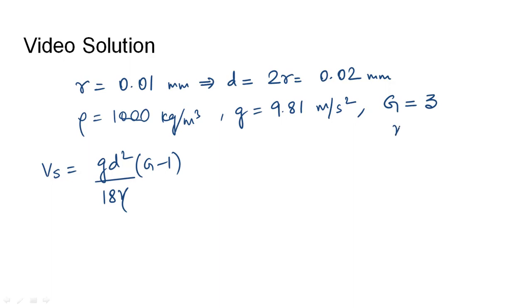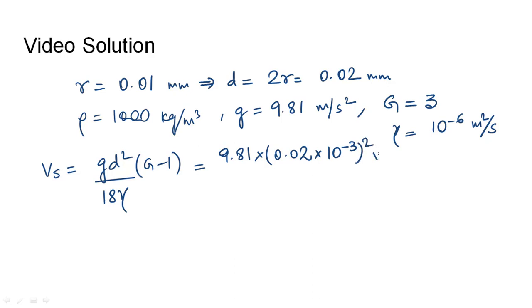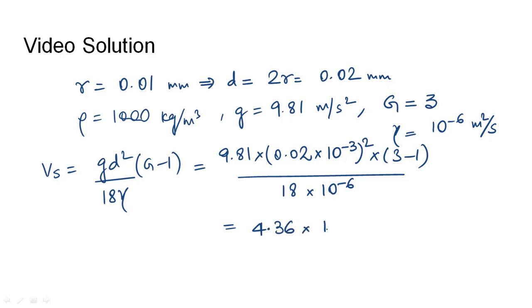Gamma is the kinematic viscosity, which is given as 10 to the power minus 6 meter square per second. Substituting the values of g as 9.81, d as 0.02 millimeter, converted to meters by using the factor of 10 to the power minus 3, whole square, into (G minus 1), divided by 18 into gamma, that is 10 to the power minus 6. The value is obtained as 4.36 into 10 to the power minus 4 meter per second.